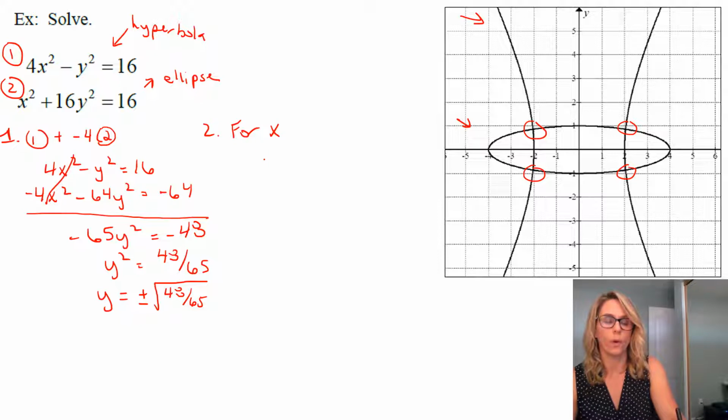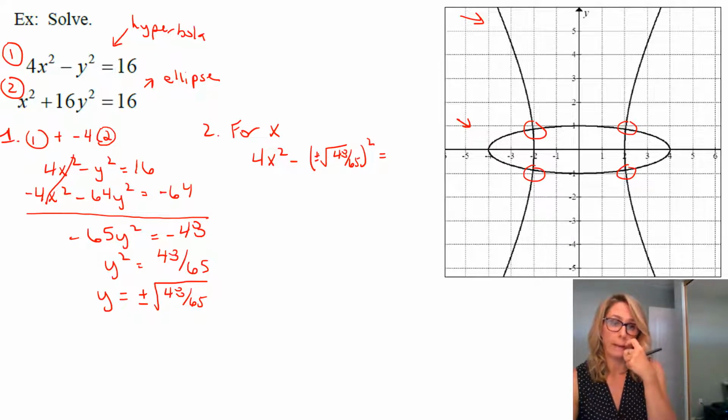In order to solve for x, I can use either equation. So I will use my top equation. I will put 4x squared minus y squared, and I just want you to see that you can put in the positive or the negative square root of 48 over 65. It doesn't matter because when it's squared, it's going to be the same. So if I have plus or minus here, it doesn't matter. It gets squared anyway, so it doesn't affect things. If it did affect things, I'd have to do each one separately.